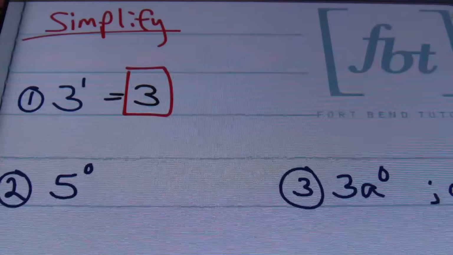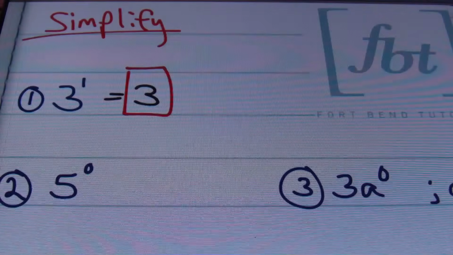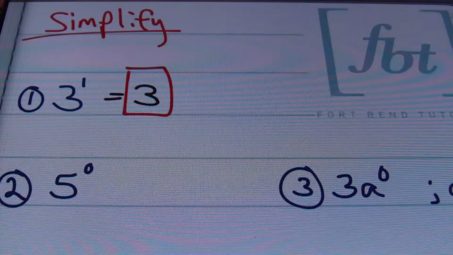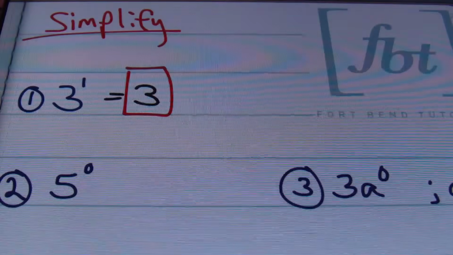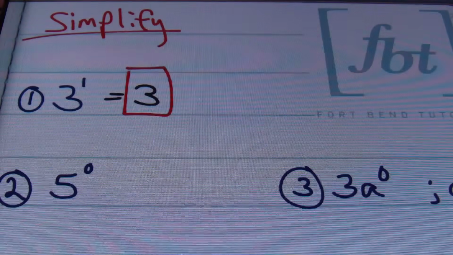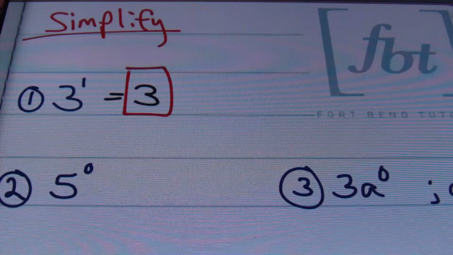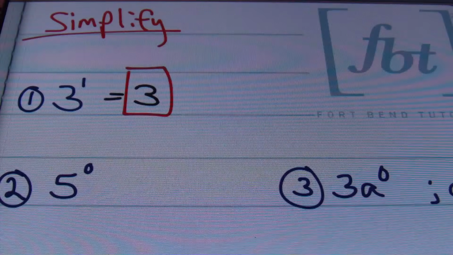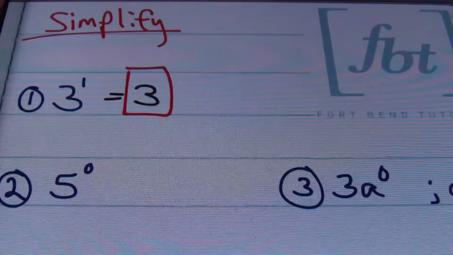Anytime you have something raised to the first power, it's just going to be itself. In other words, it's saying just have one of 3. All right, well, I just have one 3. So that's the answer. That's all you need. So that's problem number 1.